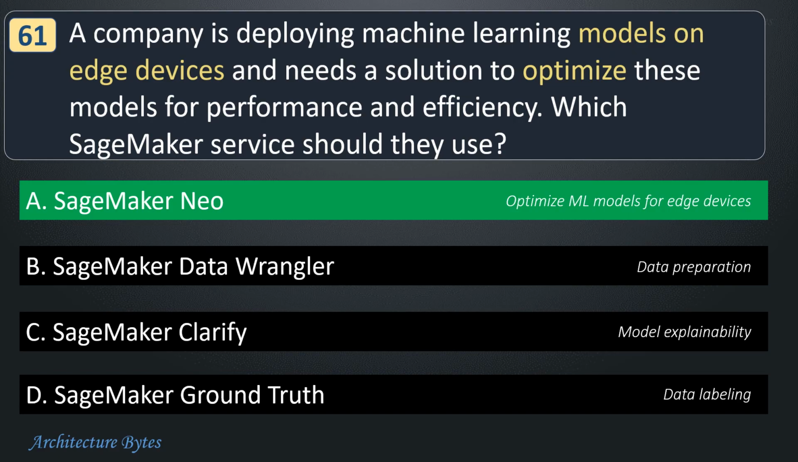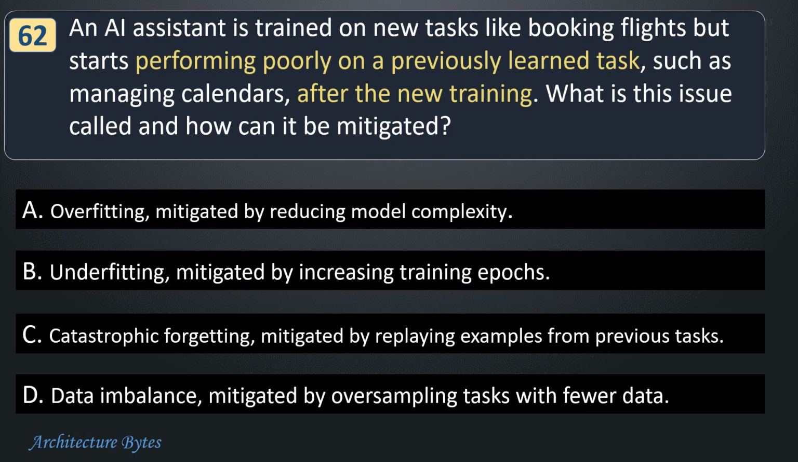SageMaker Ground Truth is a service for building labeled datasets, enabling users to create and manage training data efficiently through human labeling and automation. An AI assistant is trained on new tasks like booking flights but starts performing poorly on a previously learned task such as managing calendars after the new training. What is this issue called and how can it be mitigated?